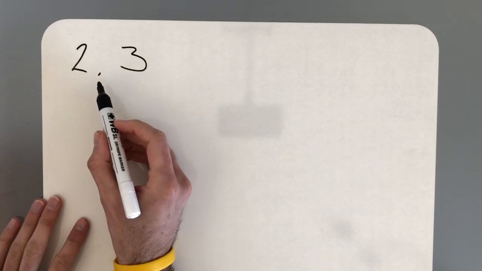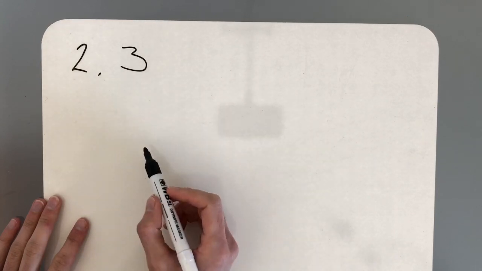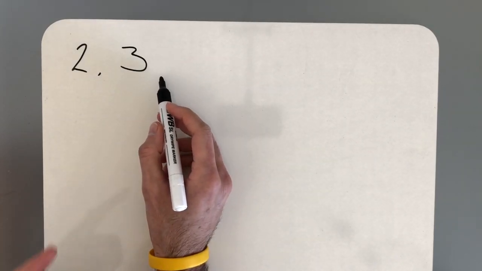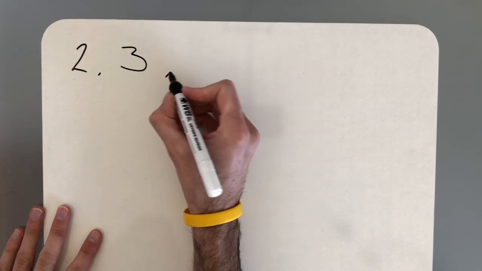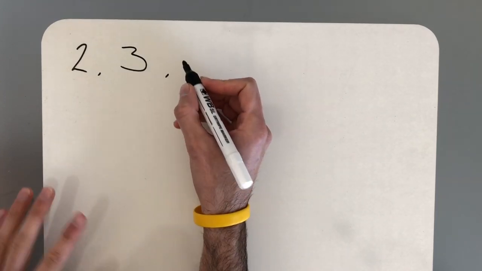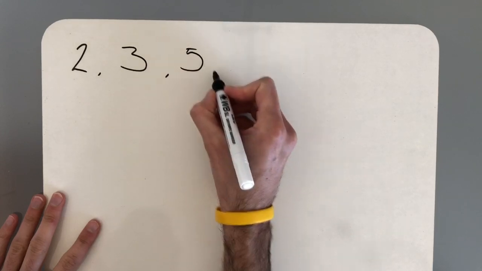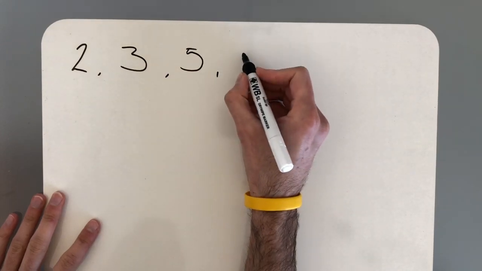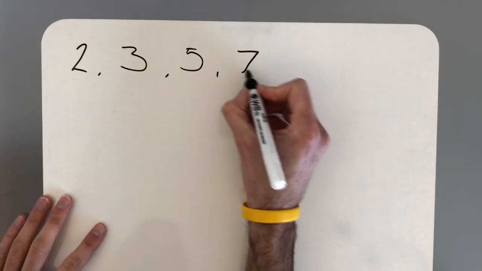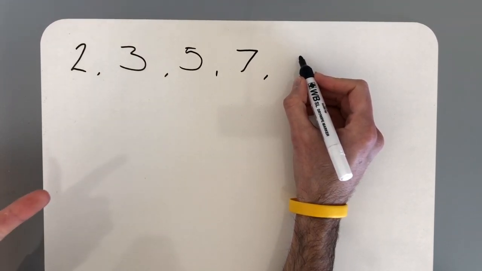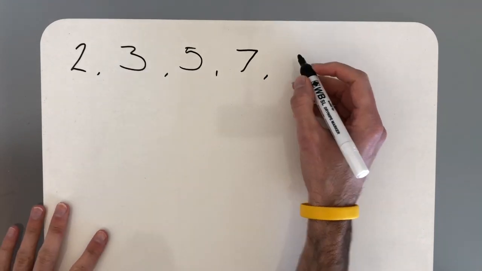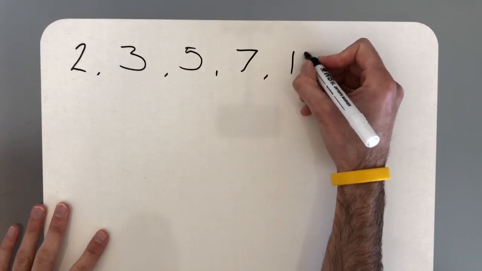We know that any other even number after 2 is not prime, so therefore 4, 6, 8, all of them are not prime. Let's check 5. So 5 can only be divided by 1 and itself, so there's 5. Then we go to 7, 7 and 1. Then we go to 9, 9 and 1, yes, however, it can also be divided by 3, so that makes it not prime. We move on, we have 11.